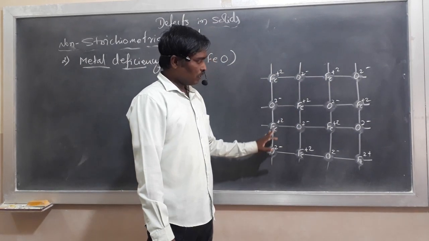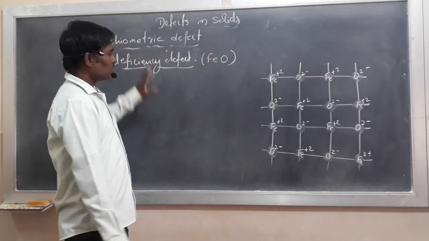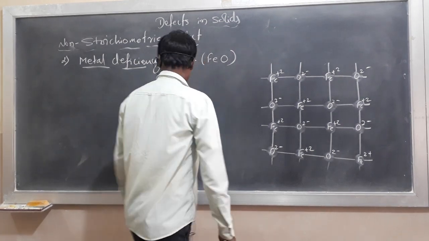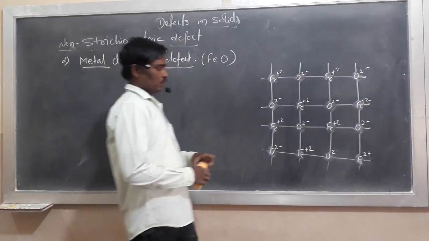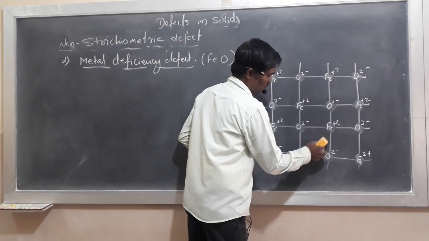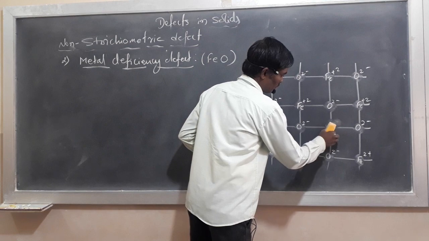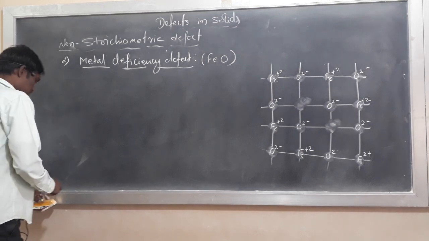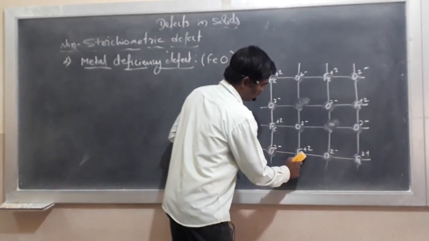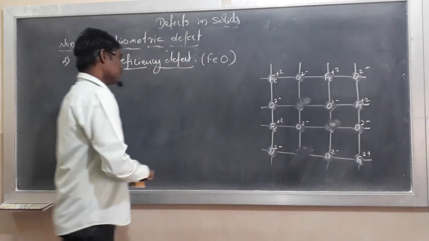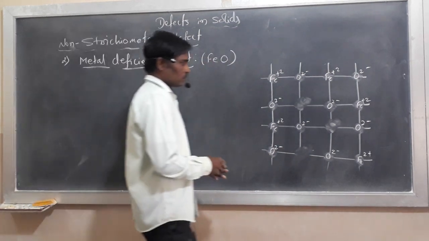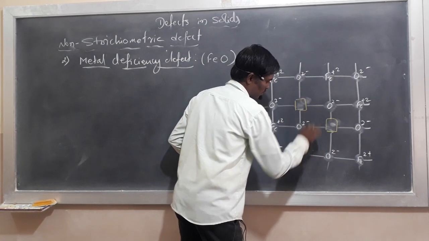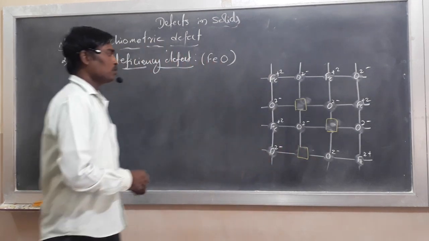Now, if there is some metal deficiency defect, for that I am removing a few metal ions. For example, these Fe plus 2 ions are missing, this is 1, 2, and there's another one. So I am removing 3 Fe plus 2 ions. So these points are vacant.